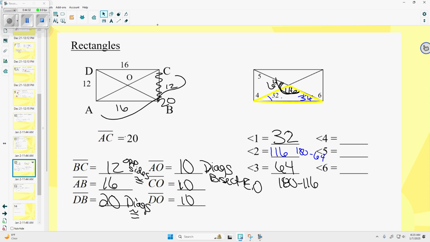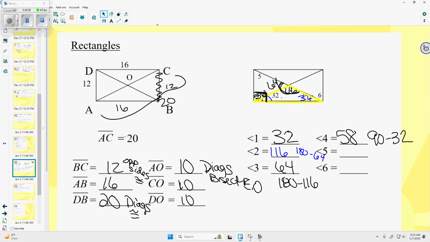How are we going to get 4? I don't think you want these. I don't think these two equal 180. What does that whole angle equal? How much? 90. It's a rectangle. So I don't think you want to subtract from 180. You want to subtract from 90. So how much is angle 4? 58.